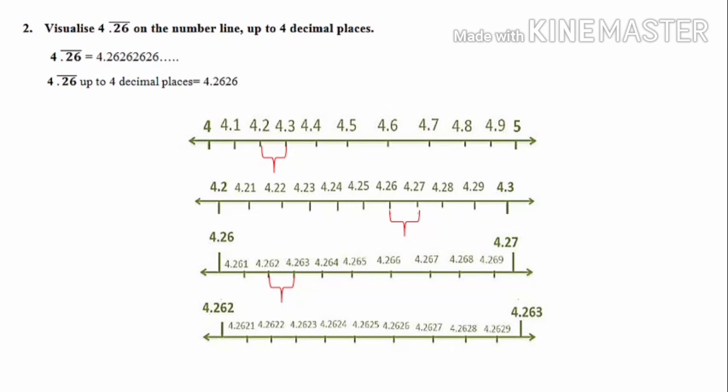Next, we just have to check where the position of 4.2626 is. From the diagram it is quite clear. 4.2626 is visible here. So this is the position of 4.2626, so let's mark it. So the position of 4.2626 is finally found.